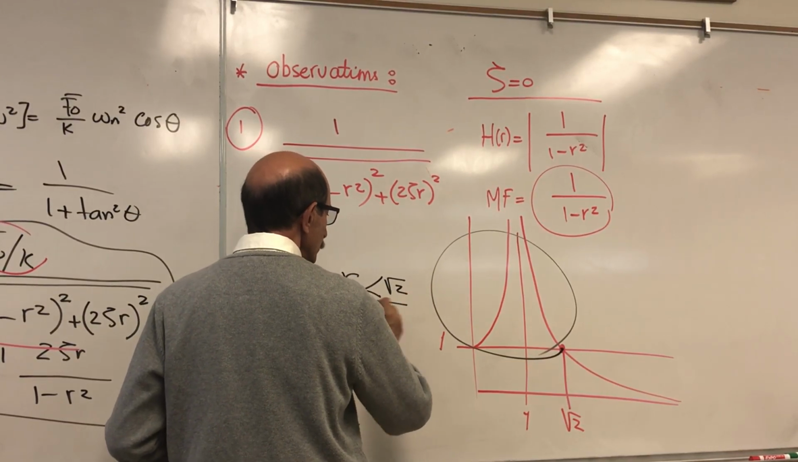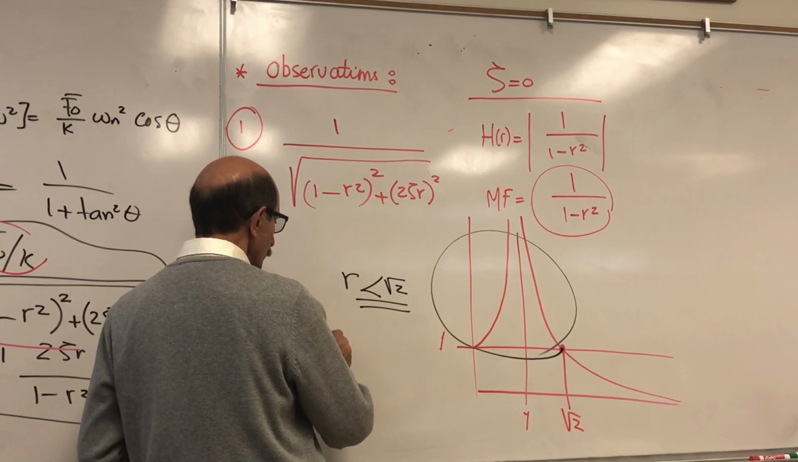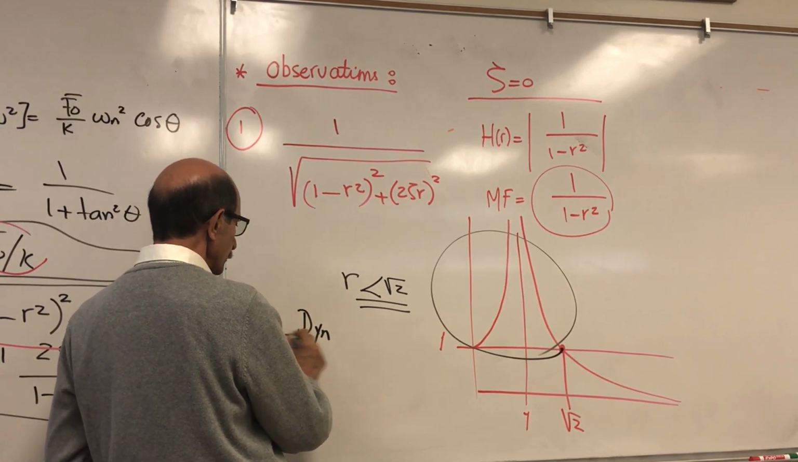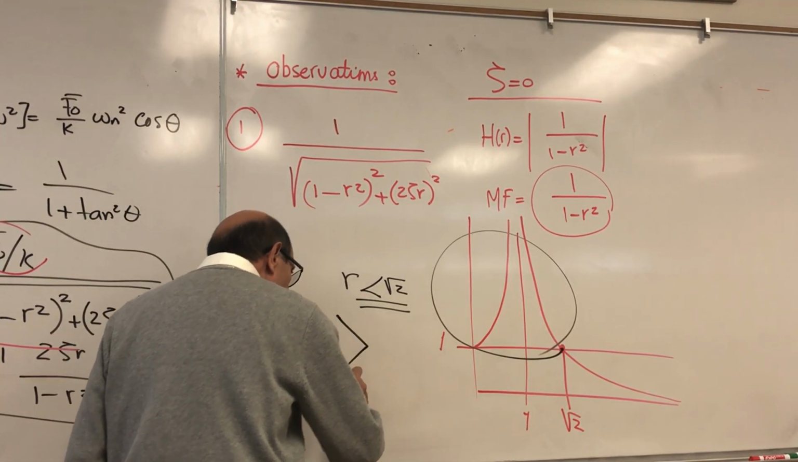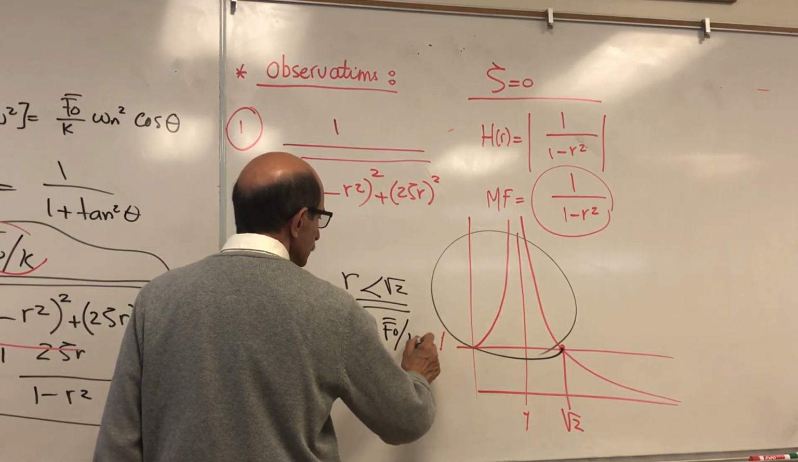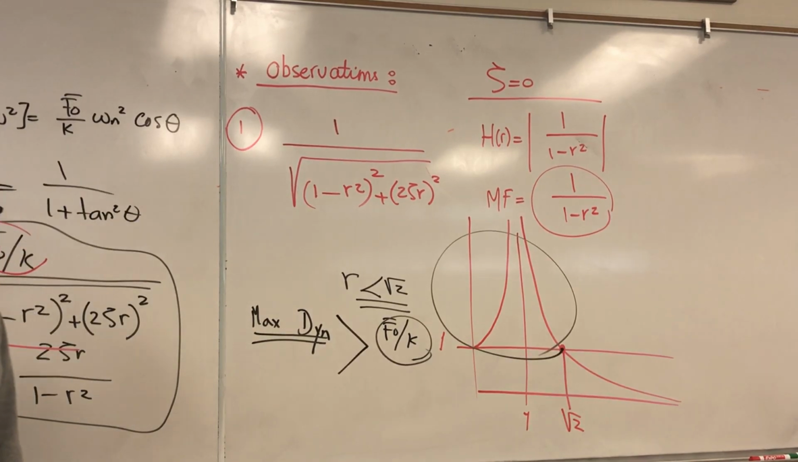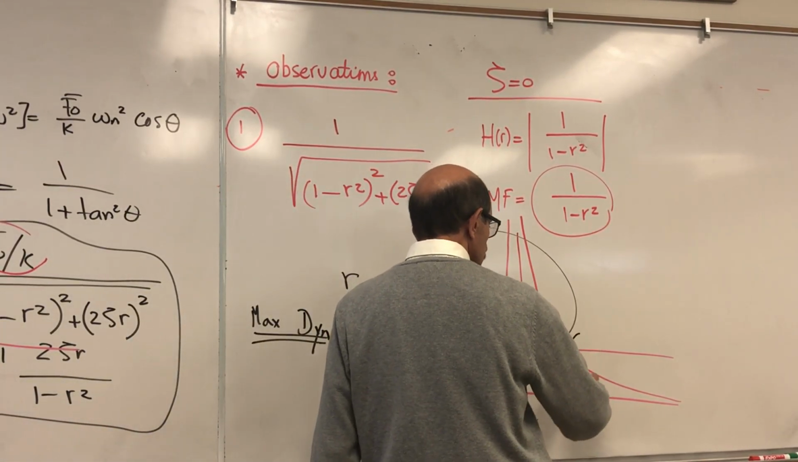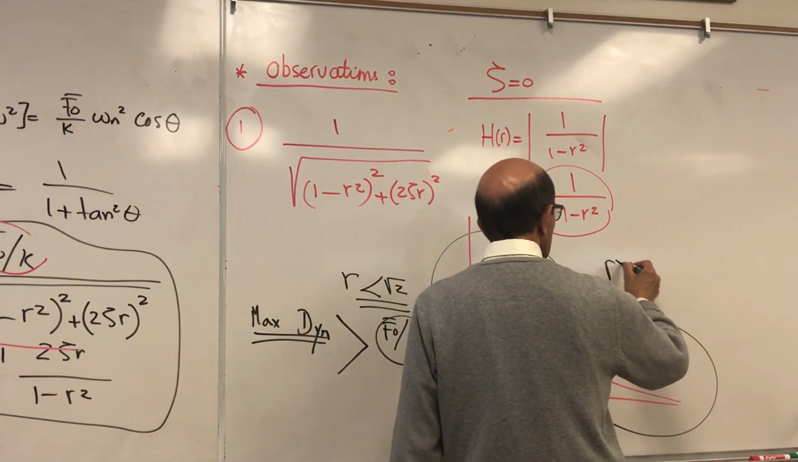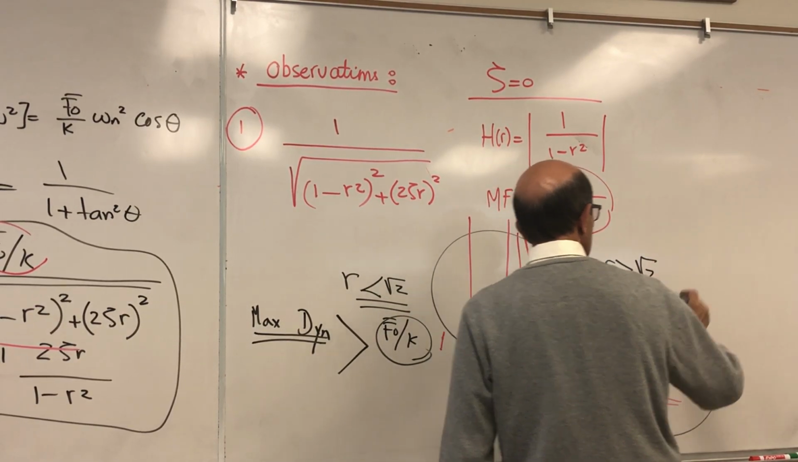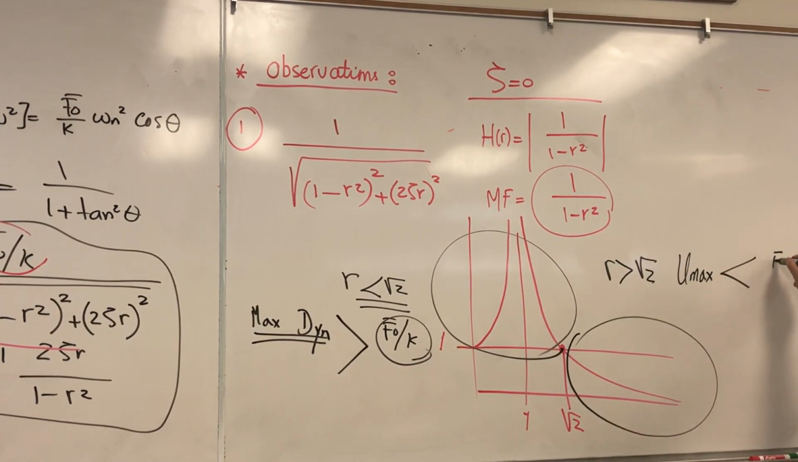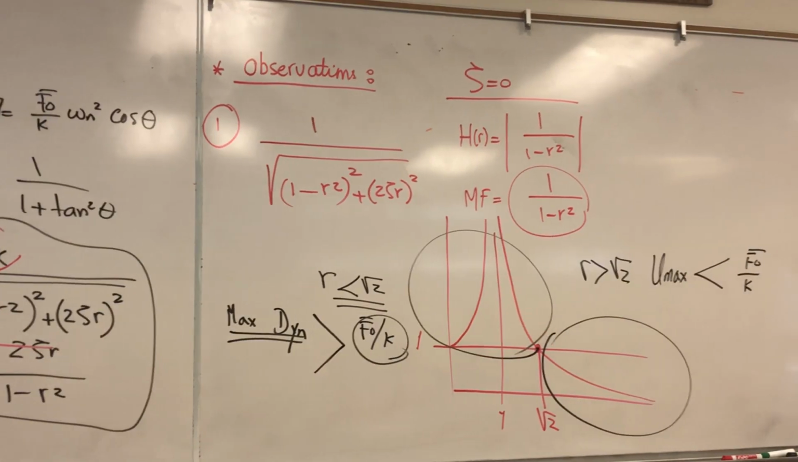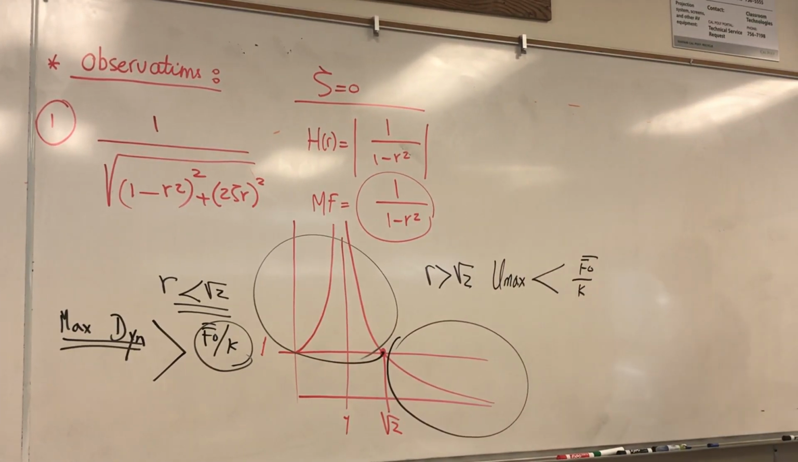So for the case of undamped system, to simply put it, when this r was less than the square root of 2, the maximum dynamic response, or maximum dynamic displacement, was always greater than the corresponding static displacement. When r is greater than square root of 2, u max is less than the corresponding static displacement. Very simple.